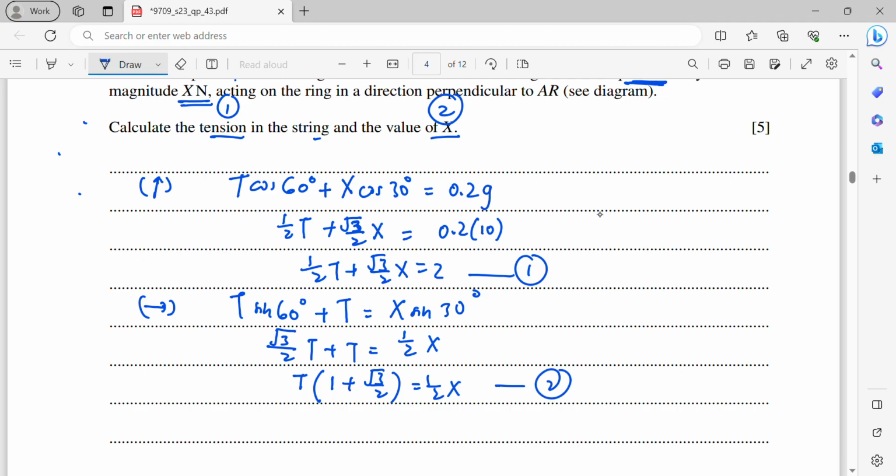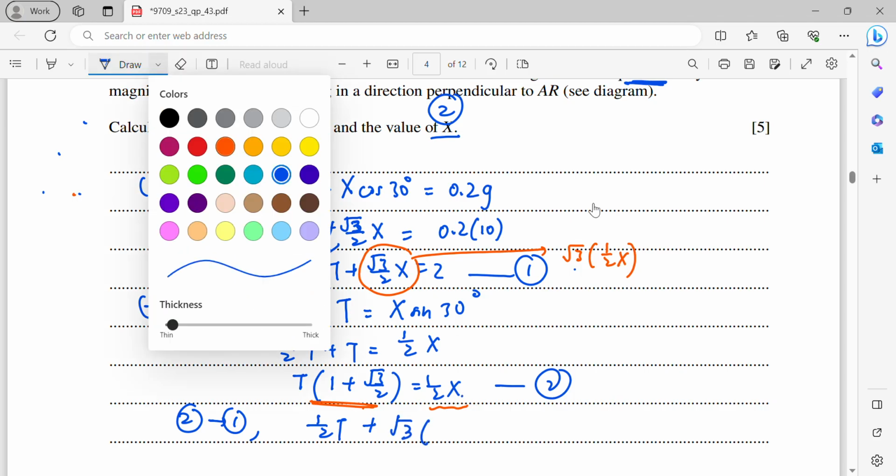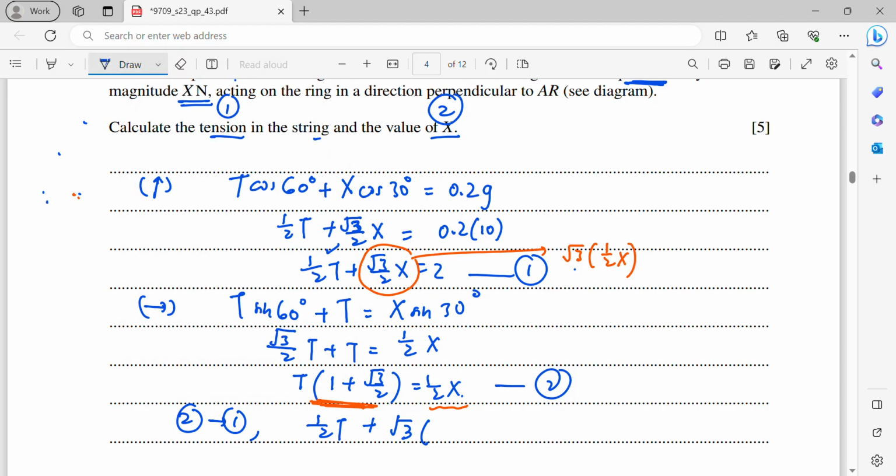Now I will substitute the second equation into the first equation. For your information, I'm going to replace my half X by this term, the T bracket 1 plus root 3 over 2. So this term is basically square root 3 times half X. So I will get half T, second into first, so I remain half T. Instead of square root 3 over 2 X, I will change to square root 3 times half X. So it will be plus square root 3 times T bracket 1 plus square root 3 over 2. Then the right hand side equals 2 in the first equation.